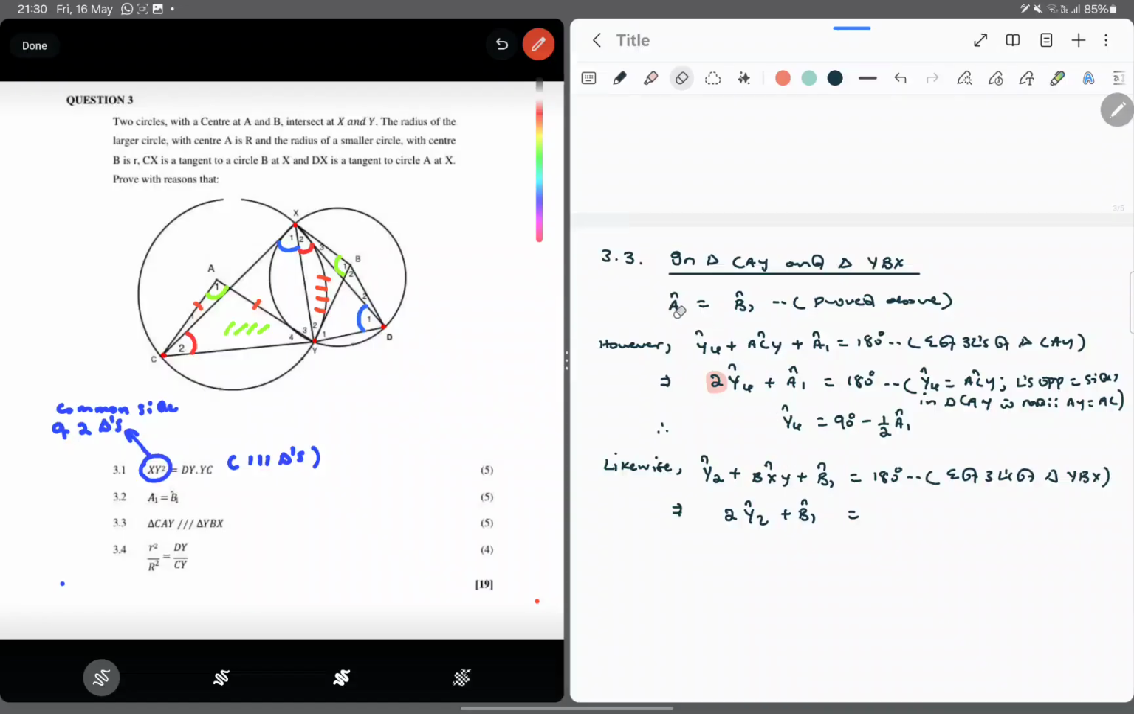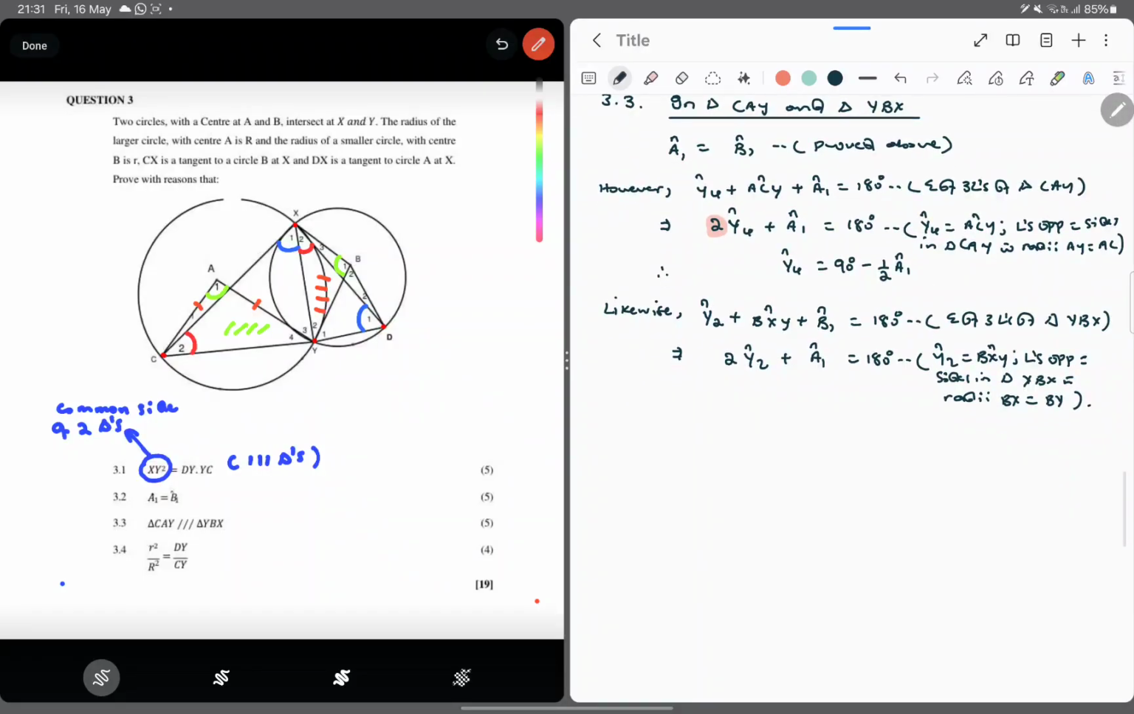in fact, what did we say? B1 and A1 are the same. So instead here, we will substitute B1 with A1. This should be 180 degrees. So why is the story? Again, we know that Y2 is equal to BXY, which is angles opposite equal sides in triangle YBX. Please say everything there is to say. BX equal to BY.